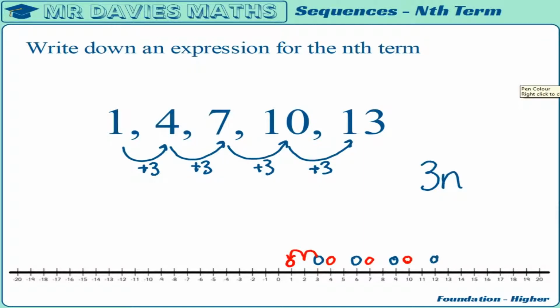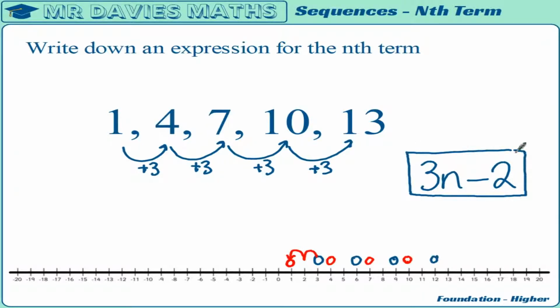So how do we describe this? Well, it's still a version of the 3 times table, but instead of starting at 3 like a normal 3 times table, it's moved backwards 2 spaces. So that's how we would write down the nth term for this sequence. 3n take away 2.